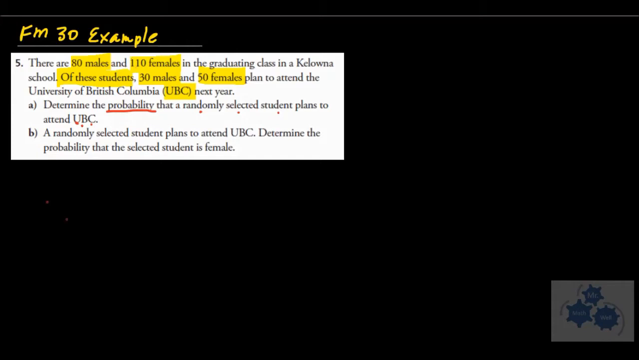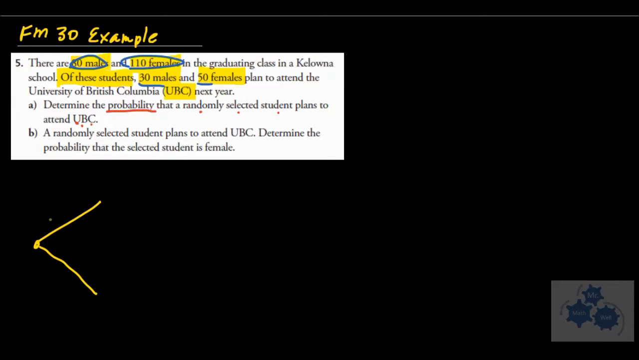So anyway, we're going to do our factor tree here, and you know me, that's what I like doing, the factor trees. So let's start off with the first tree. Now, are we going to start off with males that go to UBC, or are we going to start off with just total males? You're going to start off with total males, because this 30 and this 50 are of the original students that are at the school.